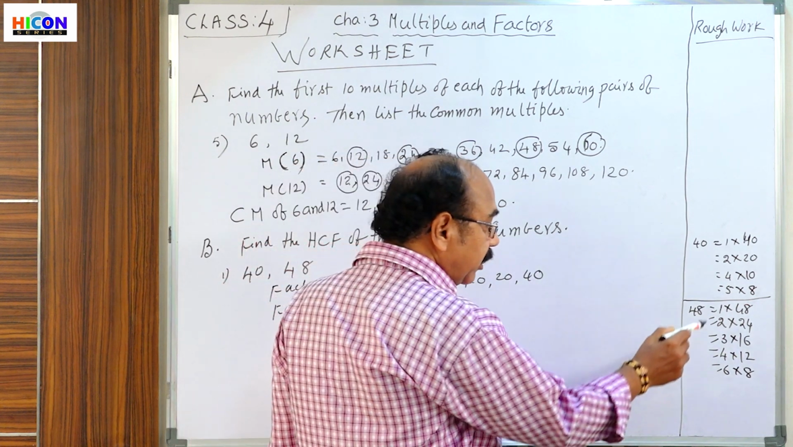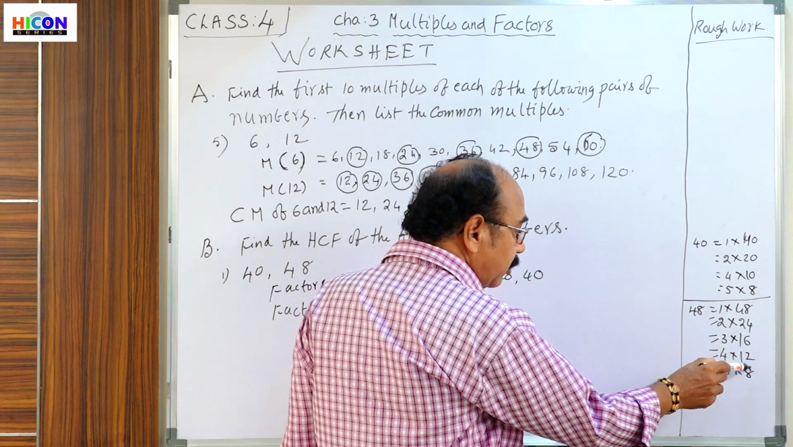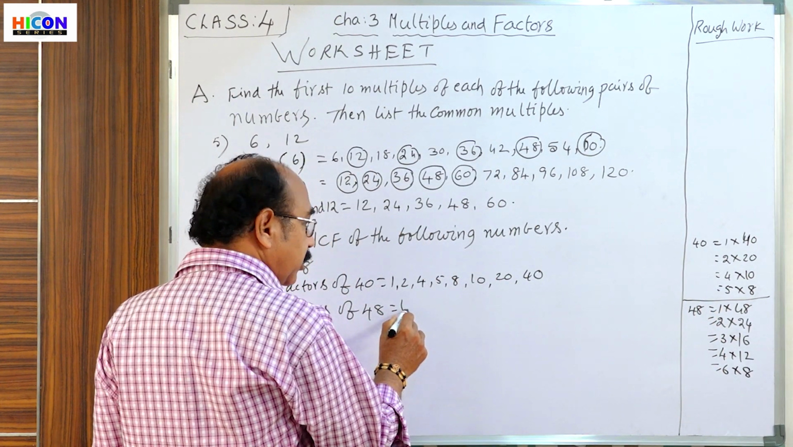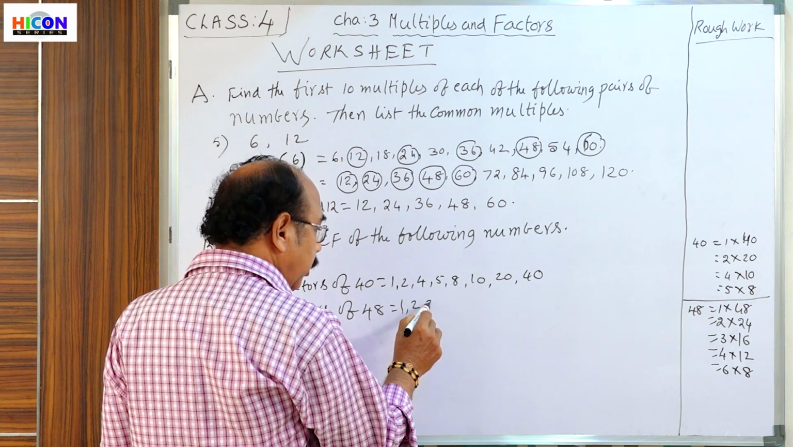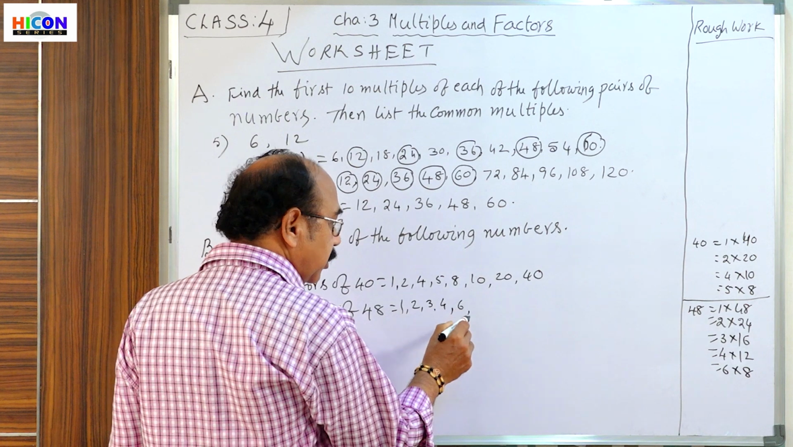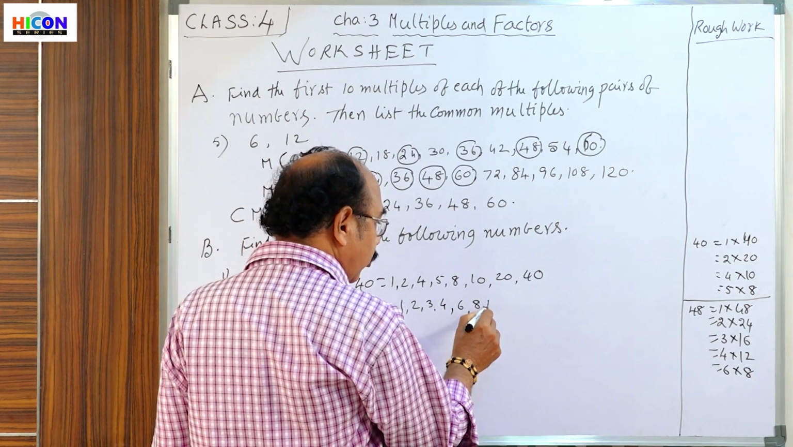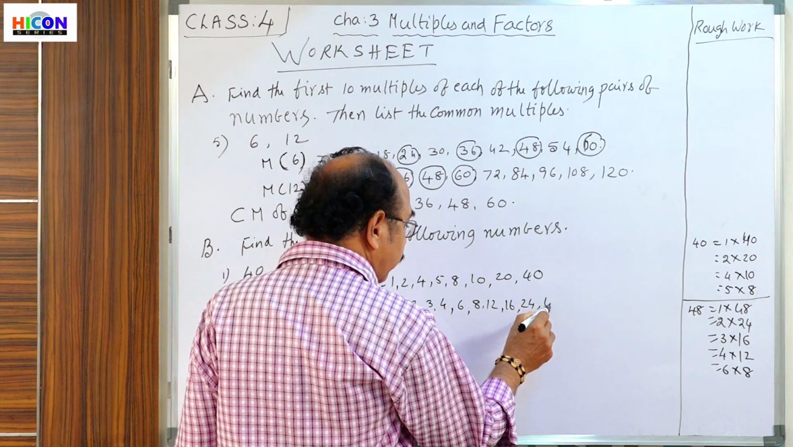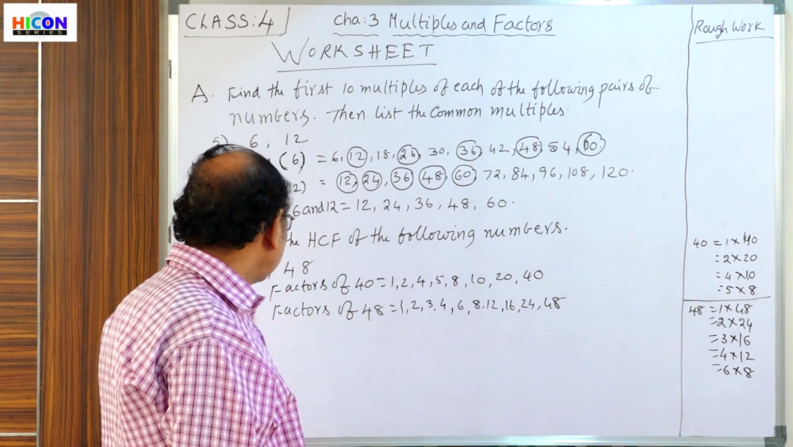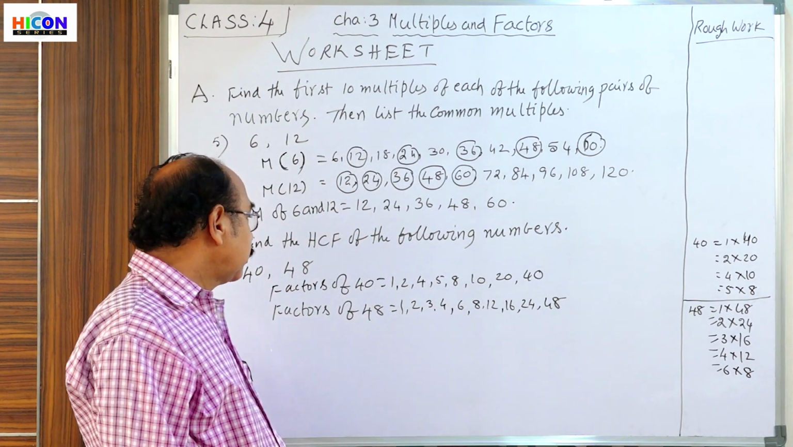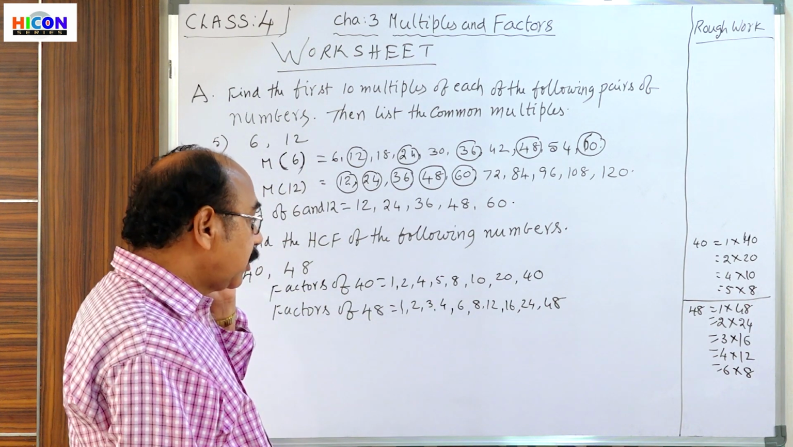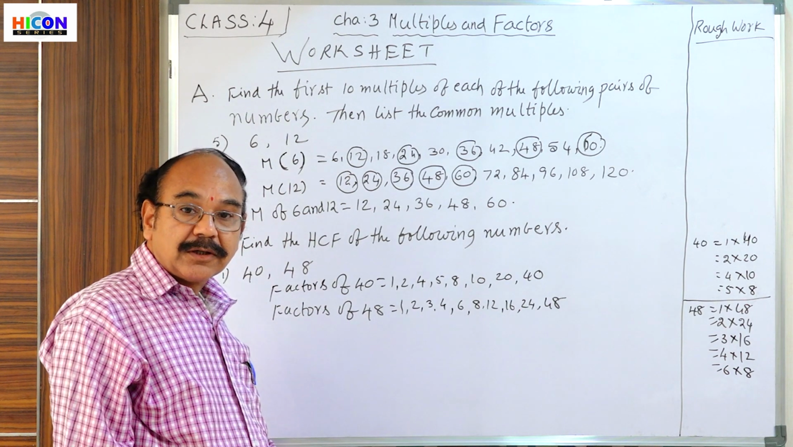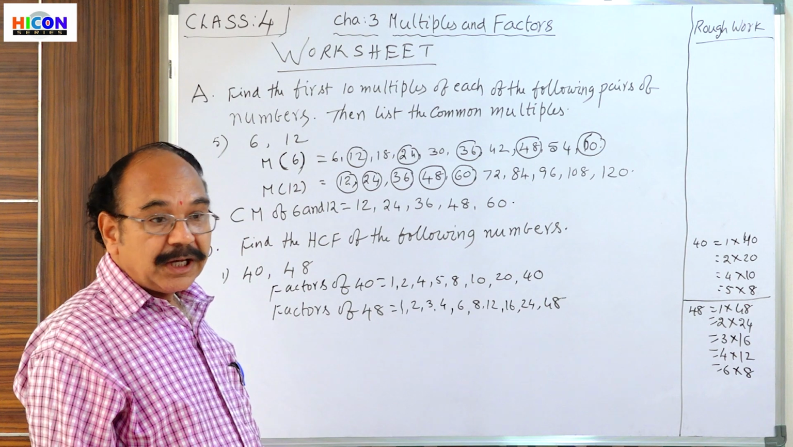What are the factors of 48? 1, 2, 3, 4, 6, 8, 12, 16, 24, 48. So here we mention factors of 48: 1, 2, 3, 4, 6, 8, 12, 16, 24, 48. Okay. After writing this, now you have to select the common factors. Okay, common factors we mentioned. After that, in the common factors, we select the highest one.